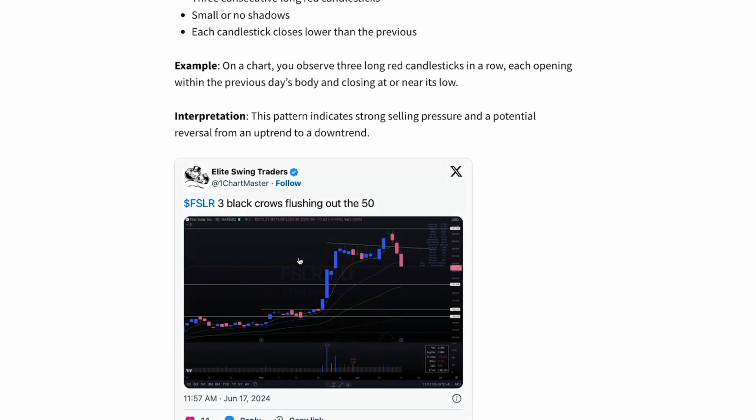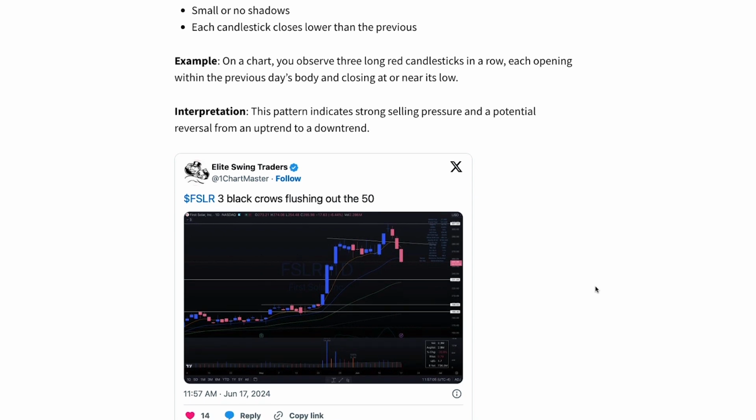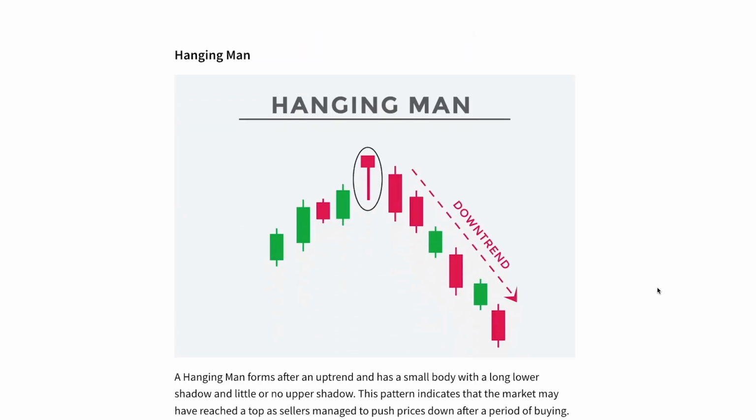And again, we've got some good posts here on X showing this. I believe this is a solar company here, three red crows right there, and potentially having this reversal pattern now appearing, more of a downtrend following that specific pattern.